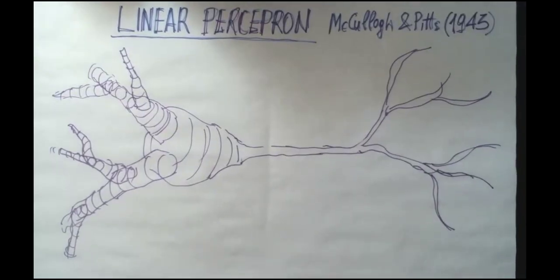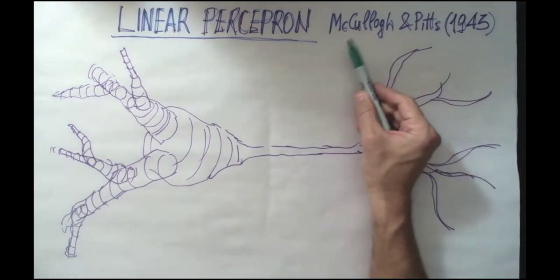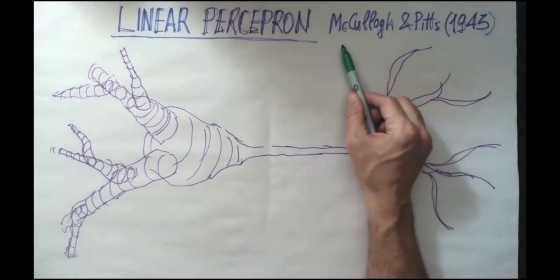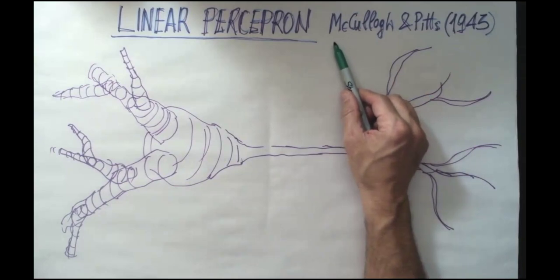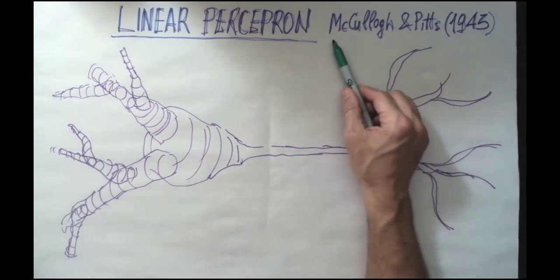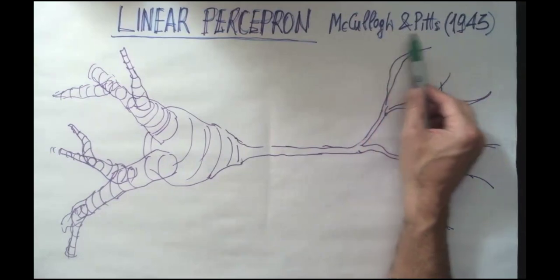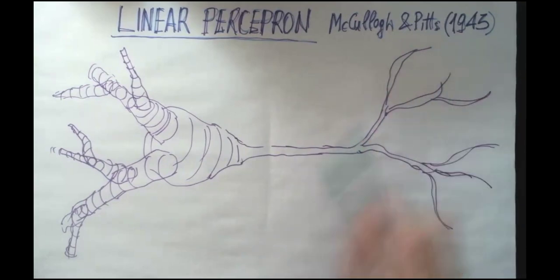Today we're going to go over the linear perceptron, which was the first model for modeling the biological neuron, formulated by McCulloch and Pitts in 1943.